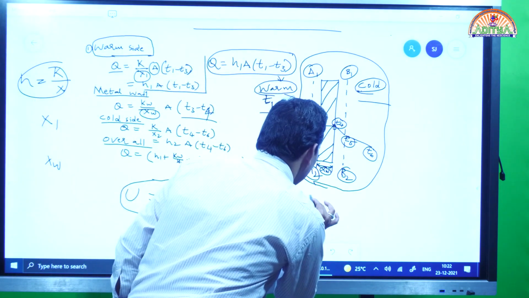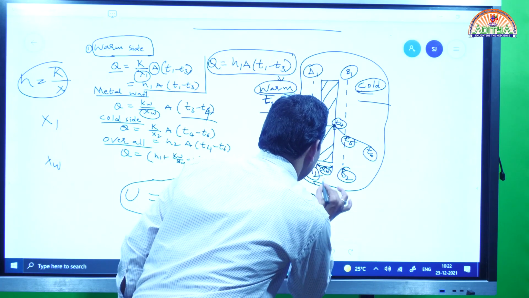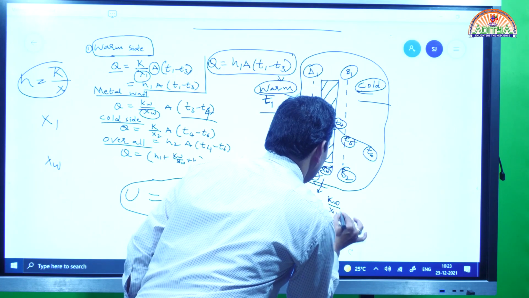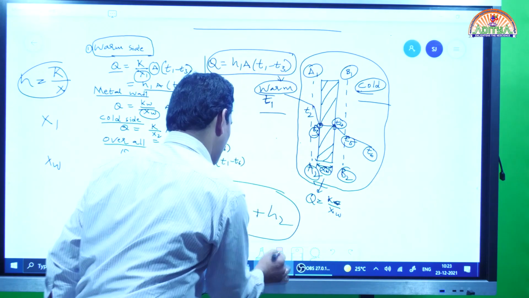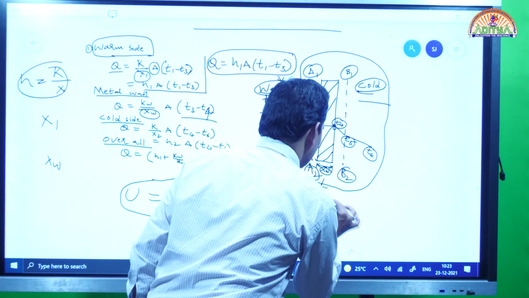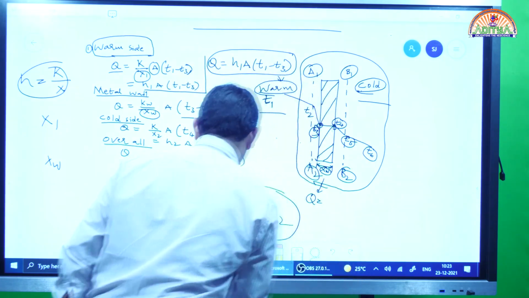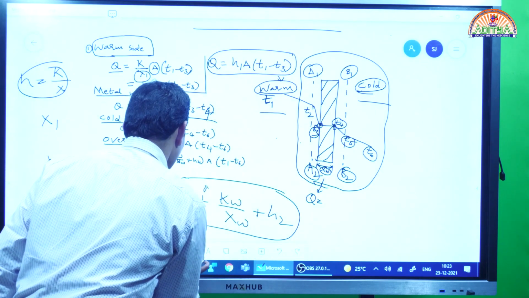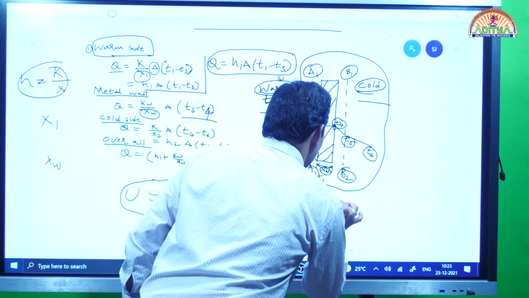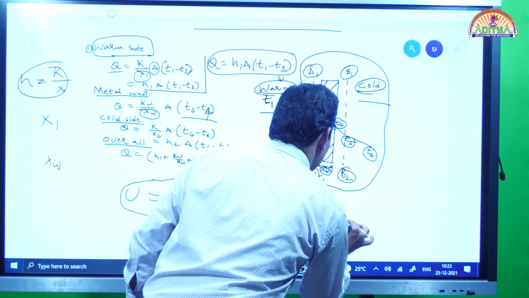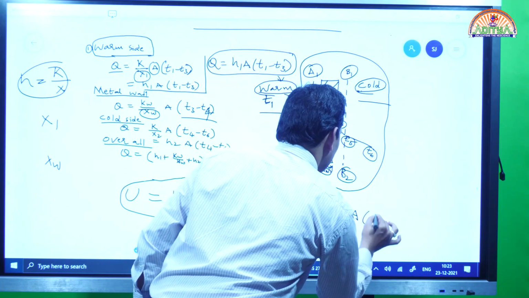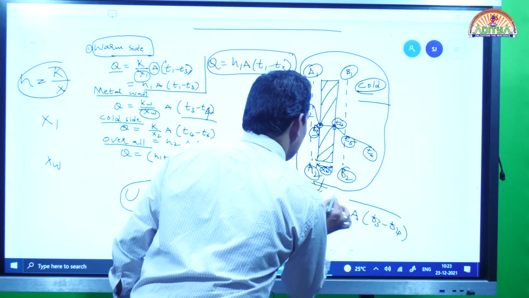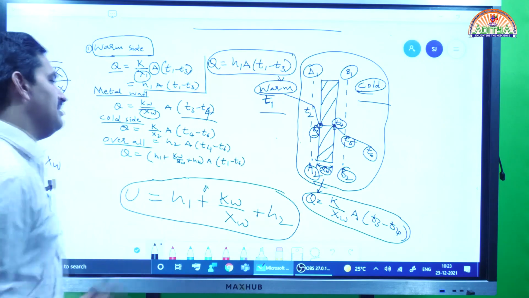So, let us write the heat transfer through the metallic wall, that is equal to kw by xw. You need not write this W. So, let us write the equation once again. That is equal to K by xw into A into T3 minus T4. This is the rate of heat transfer through the metallic wall.